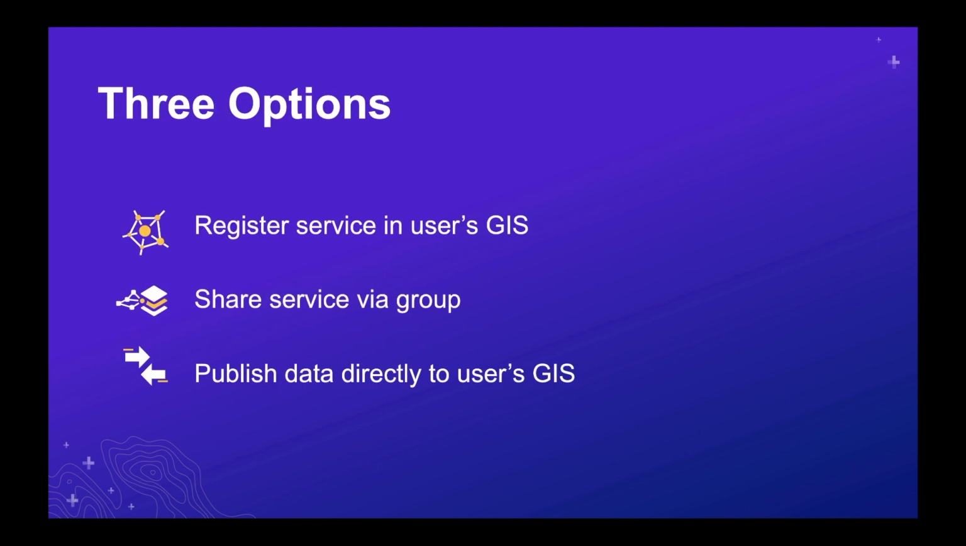So there are three approaches. One is to register a service in the user's GIS. Another is to share a service via a group in ArcGIS Online. And then the third is to publish the data directly to the user's GIS.